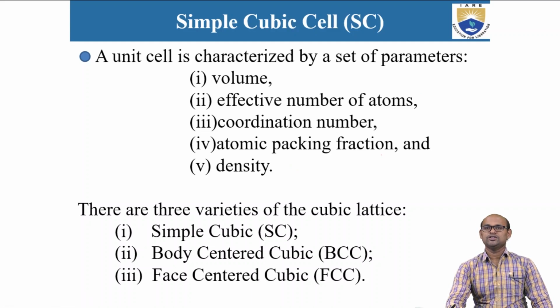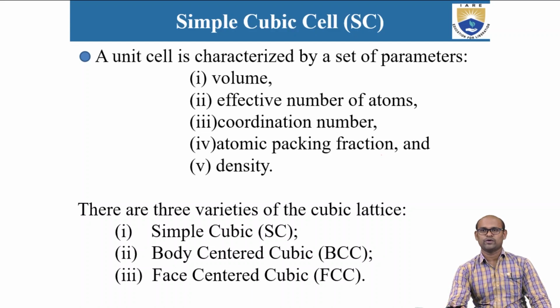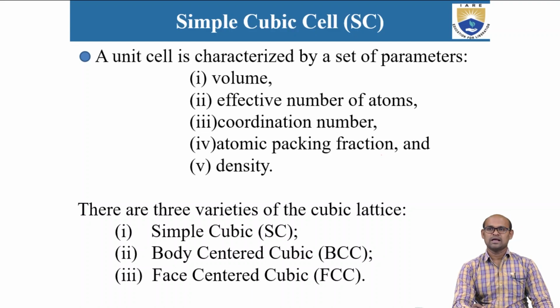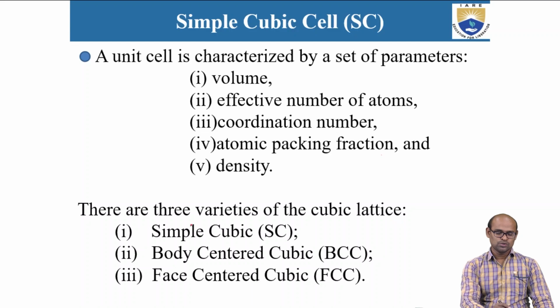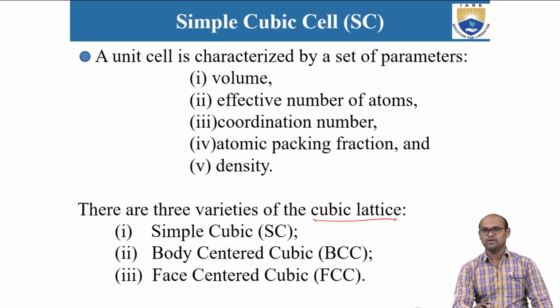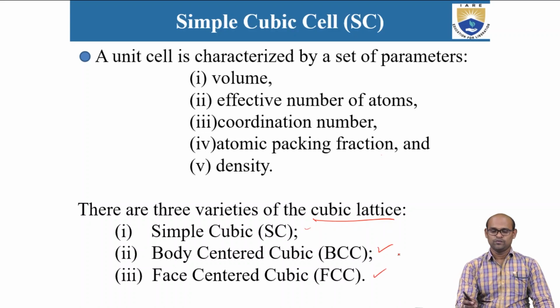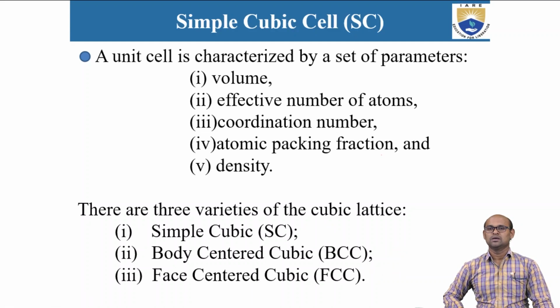Okay, so for each of these cubic lattices, simple cubic, body centered, and face centered, 3 different types of lattices of a cubic lattice system, we are going to discuss these sets of parameters. So there are 3 varieties of cubic lattice: simple cubic, body centered cubic, and face centered cubic. So we are going to look at these 5 parameters for each of these cubic systems.